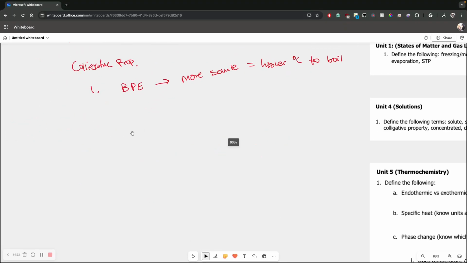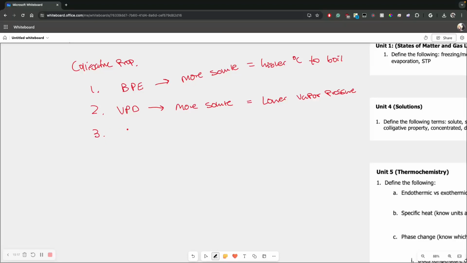Alright, let's talk about freezing point depression. Actually, just kidding. We're talking about vapor pressure depression first. That's basically saying that the more solute you put in, the lower the vapor pressure will be. And remember what we talked about, evaporation and vapor pressure. That's the amount of pressure exerted back onto the solution, right? The more solute you put in, the harder it's going to become to evaporate. So the vapor pressure will be lowered.